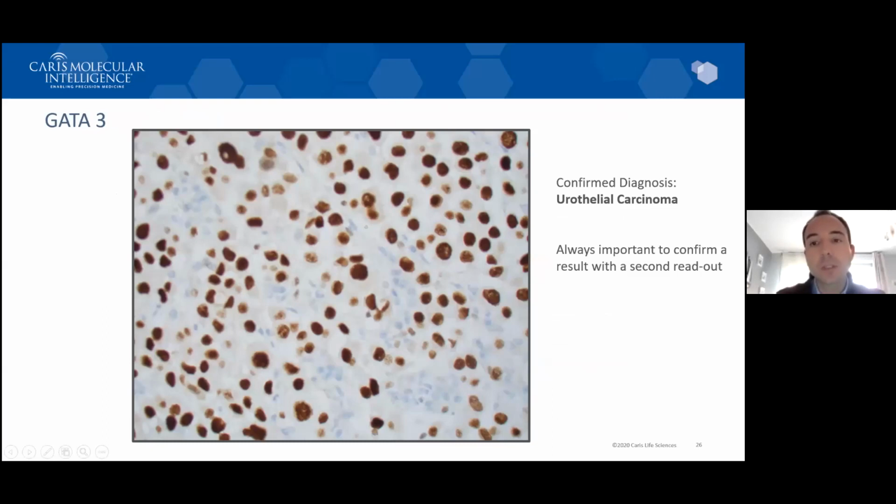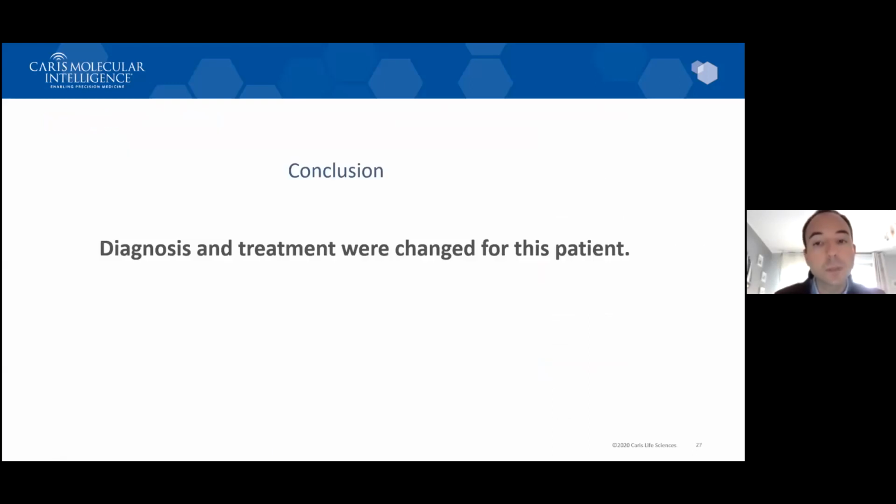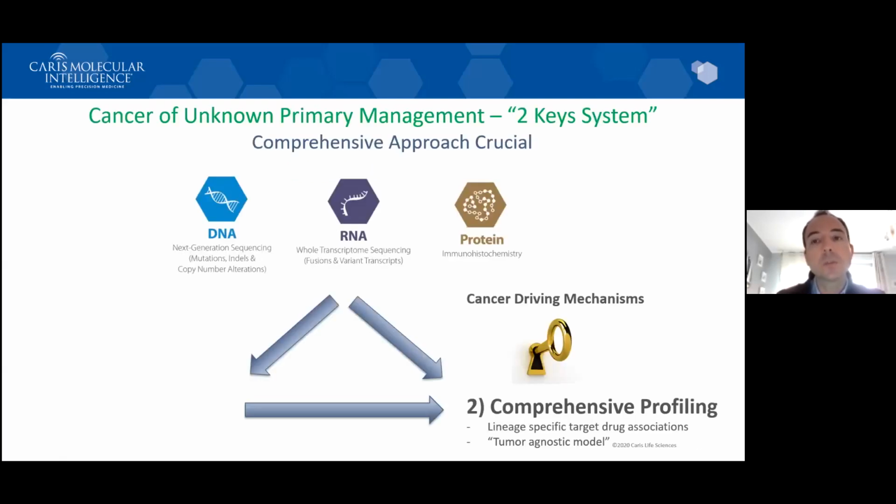Just on a side note, it's what I mentioned just 5 minutes ago: it's always important to have a second readout, of course, when you're working in a laboratory. So in this case, artificial intelligence-based analysis with IHC, and then there was a confirmation. So the diagnosis and treatment were changed for this patient. This was the conclusion. So let's come to the next part.